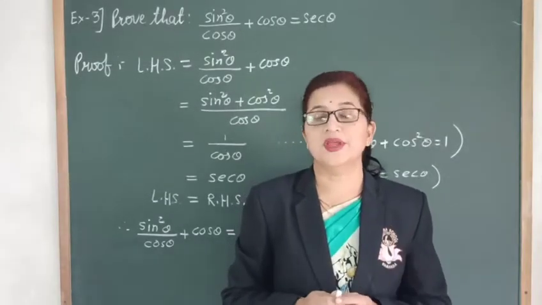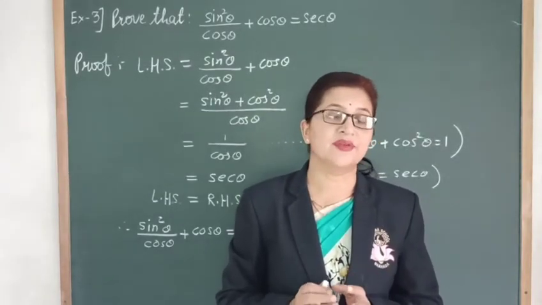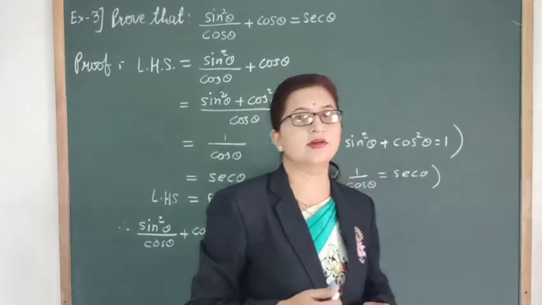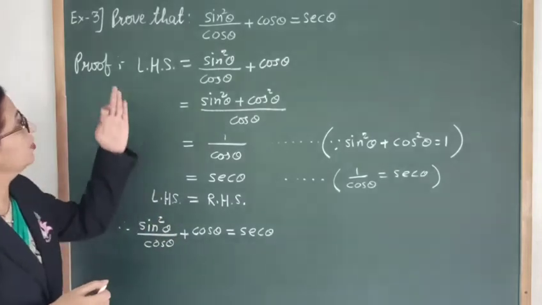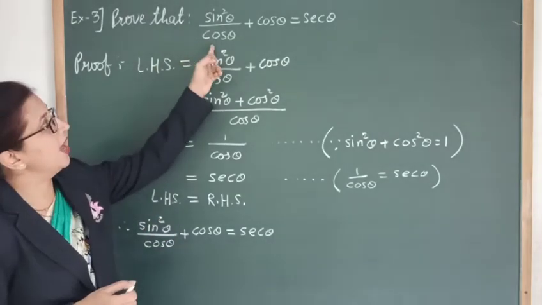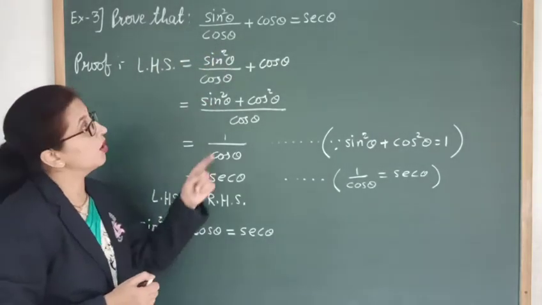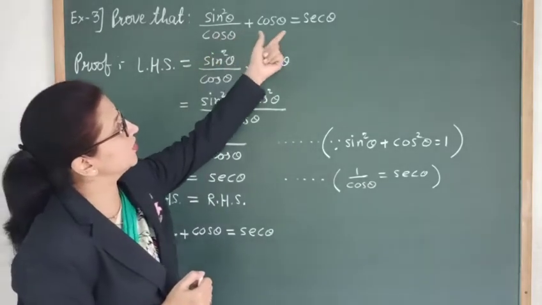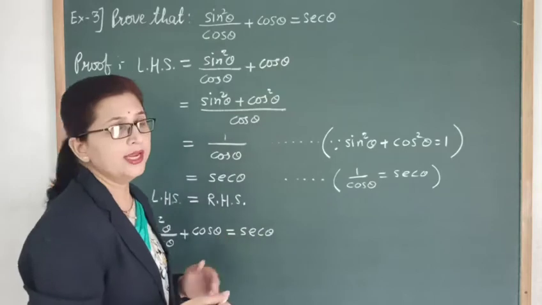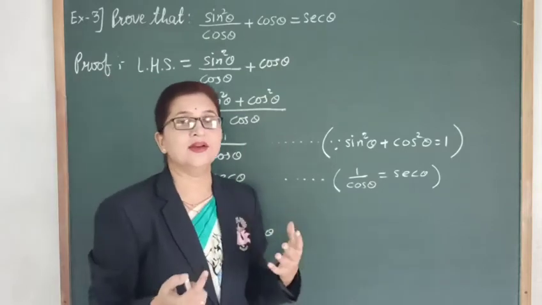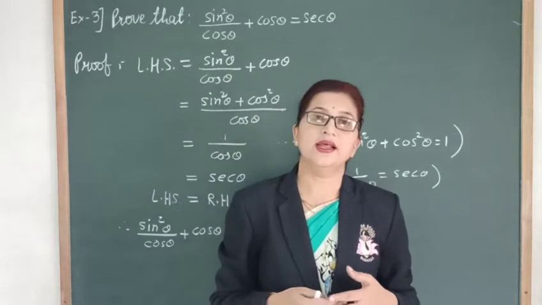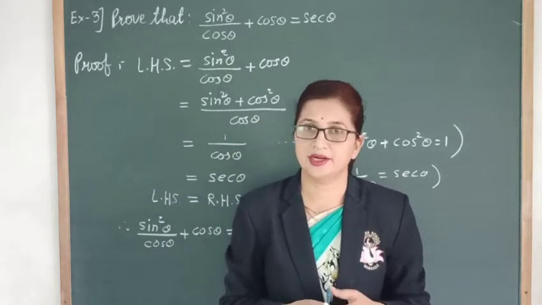Now dear students, we are going to solve the examples where we have to prove that LHS is equal to RHS. Okay, so let's see the example. Prove that sin square theta upon cos theta plus cos theta is equal to sec theta. So we have to prove that this LHS is equal to RHS. Okay, so to prove this, either we have to use the trigonometric identities or the interrelation between these trigonometric ratios.